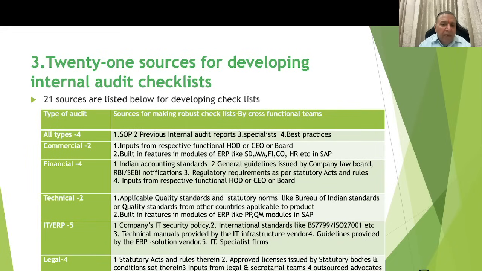Technical audits: applicable quality standards and statutory norms like Bureau of Indian Standards or quality standards from other countries as applicable, built-in features in modules of ERP like PP, production planning, QM, quality module, etc. in the SAP. Then IT, ERP: company IT security policies, international standards like BS 7799, ISO 27001, technical manuals provided by the IT infrastructure vendors, and guidelines provided by the ERP solution vendor and IT specialist firms.